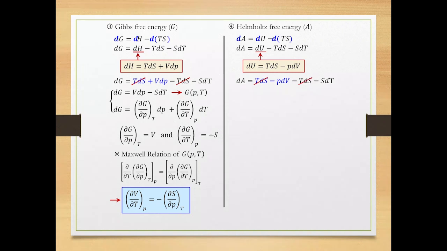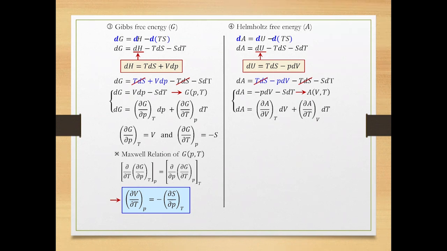TdS is cancelled out. This leads to dA equals negative PdV minus SdT. Take note of dV and dT in the equation. This implies that Helmholtz free energy A is a function of volume and temperature. Now, pause the video and write the total differential of the Helmholtz free energy that has variables of volume and temperature. It should be written like this.